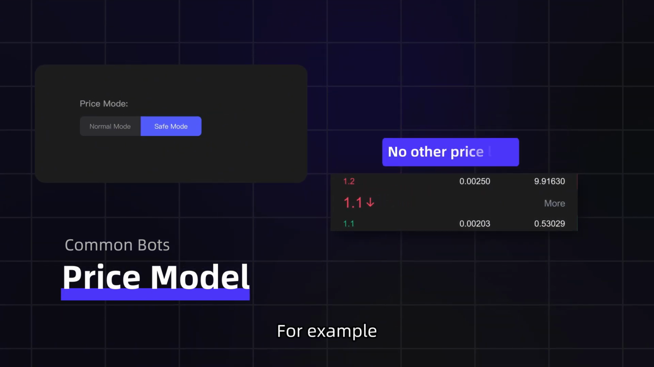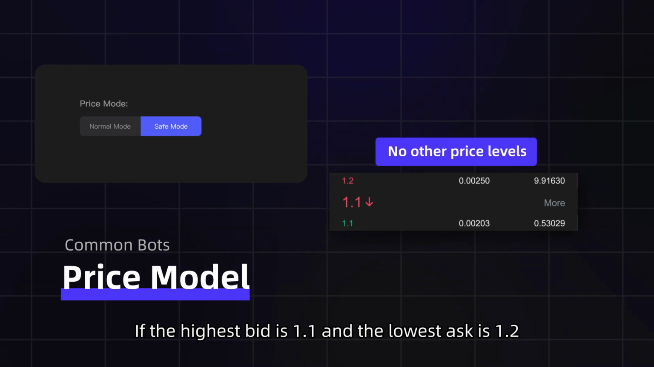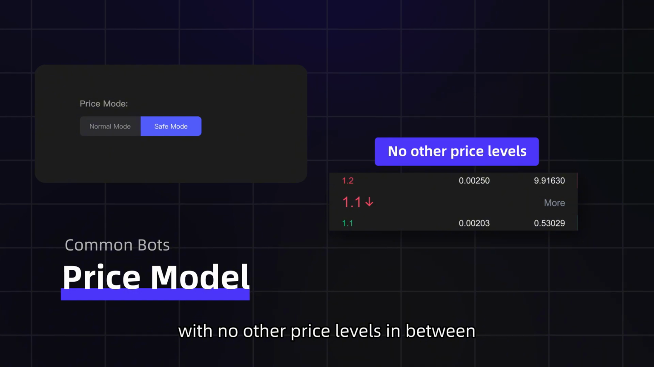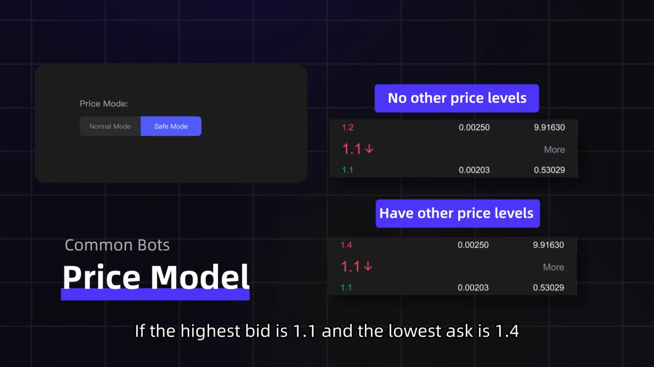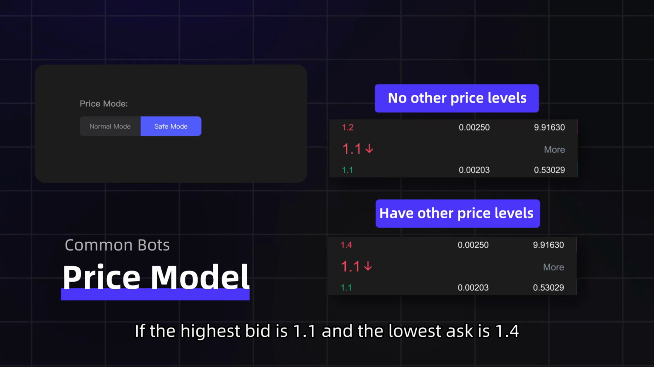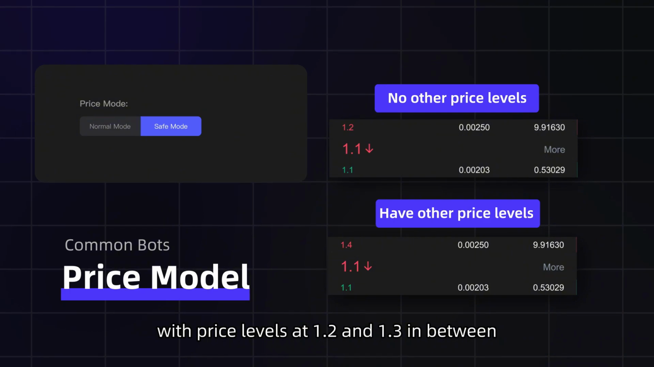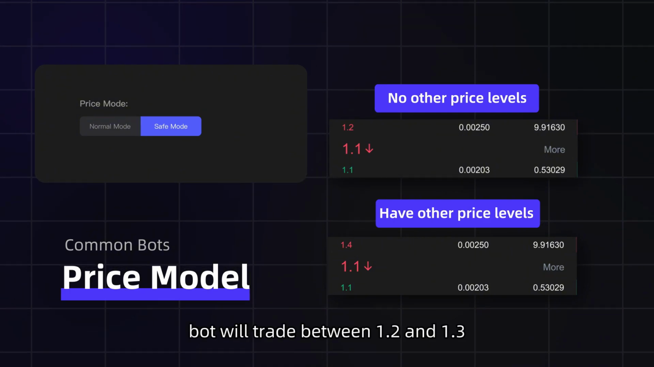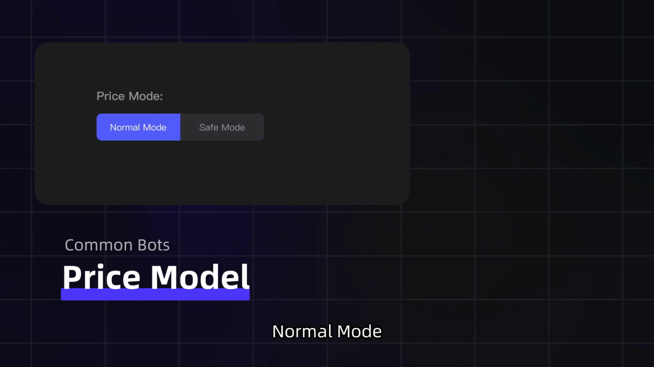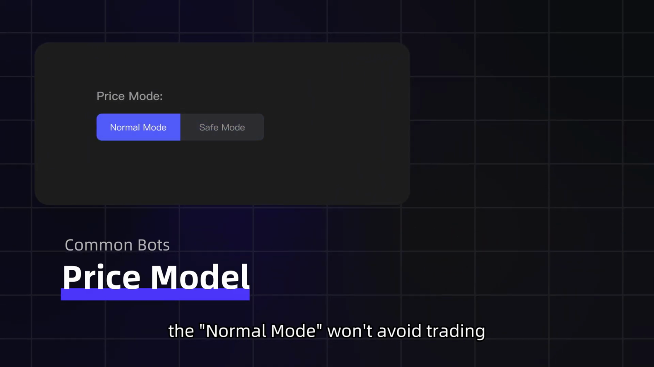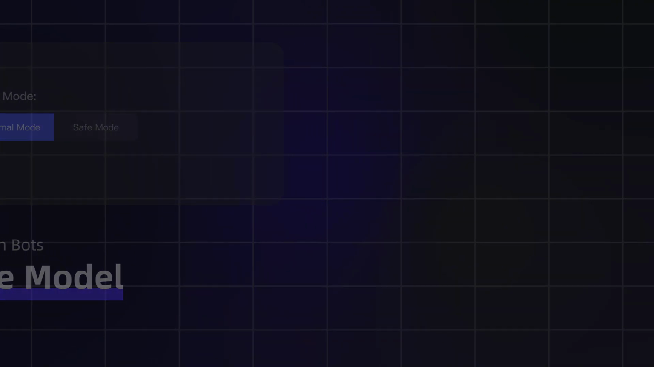For example, if the highest bid is 1.1 and the lowest ask is 1.2, with no other price levels in between, safe mode can't put orders. If the highest bid is 1.1 and the lowest ask is 1.4, with price levels at 1.2 and 1.3 in between, bot will trade between 1.2 and 1.3. Normal mode. Compared with safe mode, the normal mode won't avoid trading with existing bid 1 and ask 1 orders.